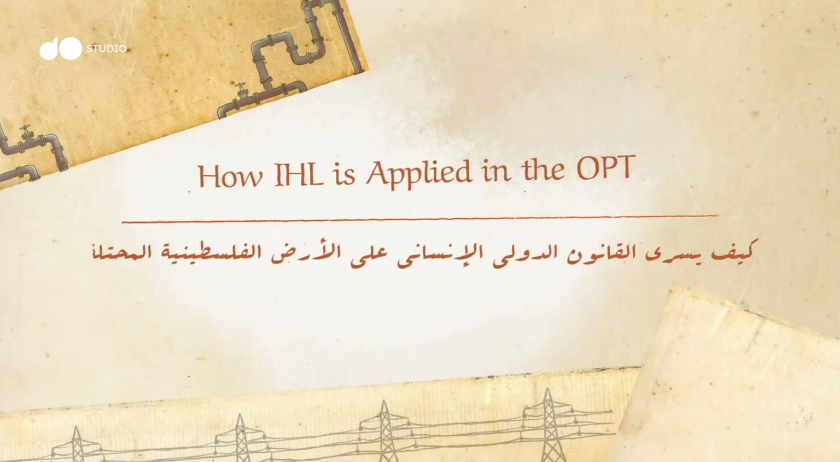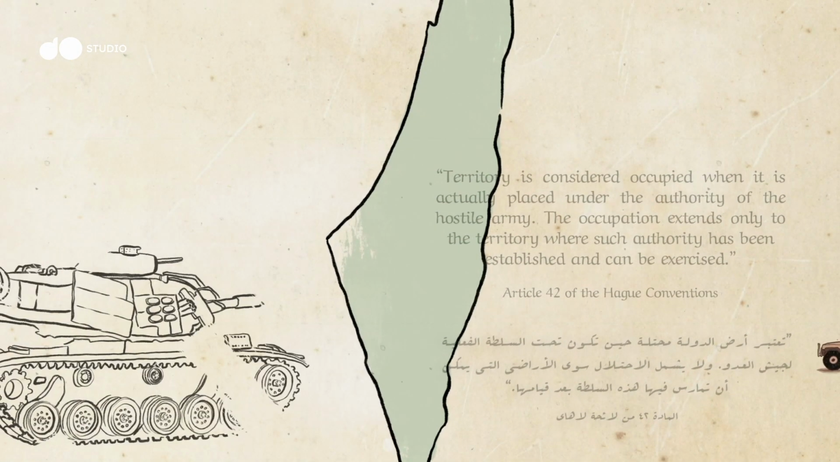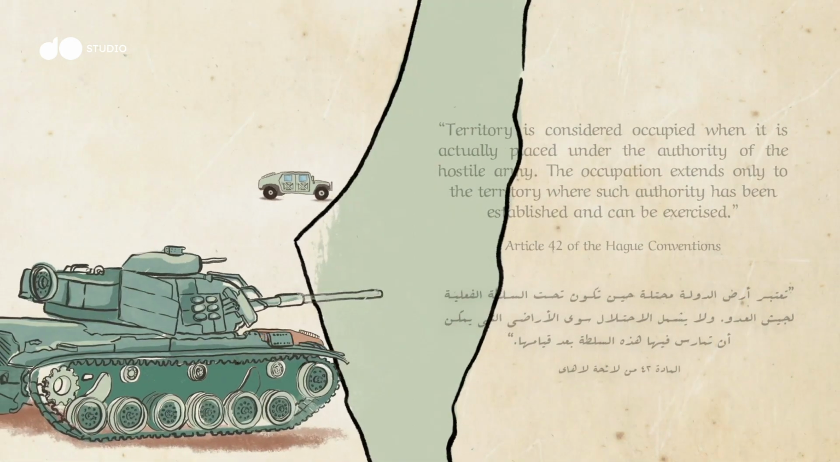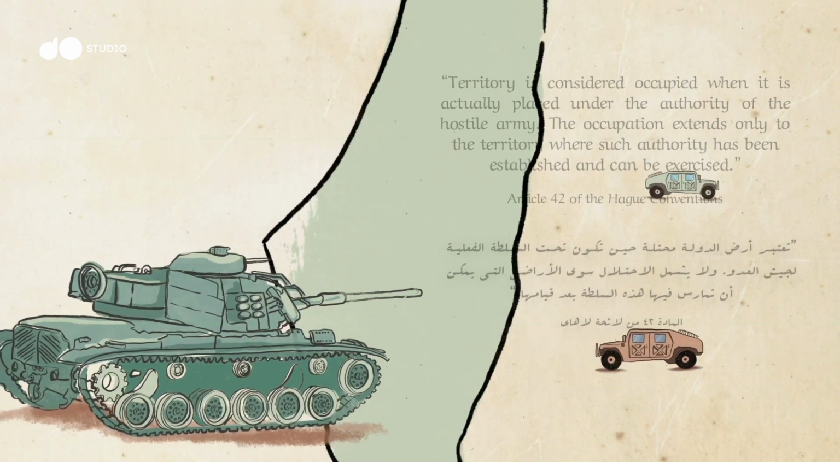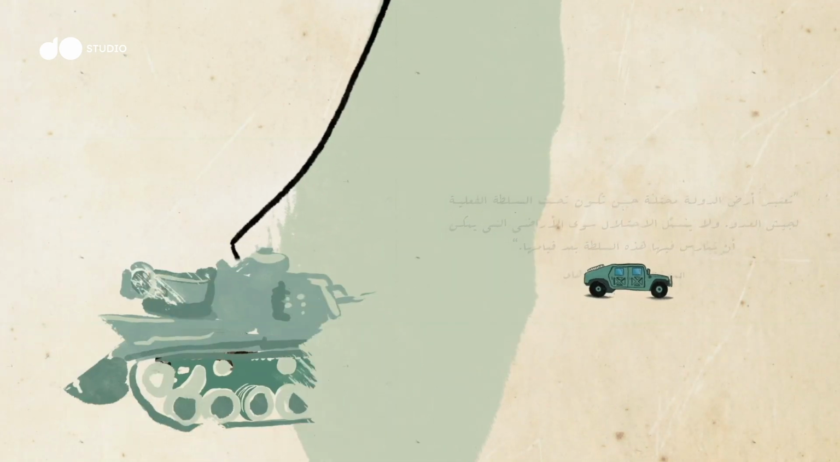How is IHL applied in the OPT? According to Article 42 of the Hague Conventions, a territory is considered occupied when it is actually placed under the authority of the hostile army. The occupation extends only to the territory where such authority has been established and can be exercised.